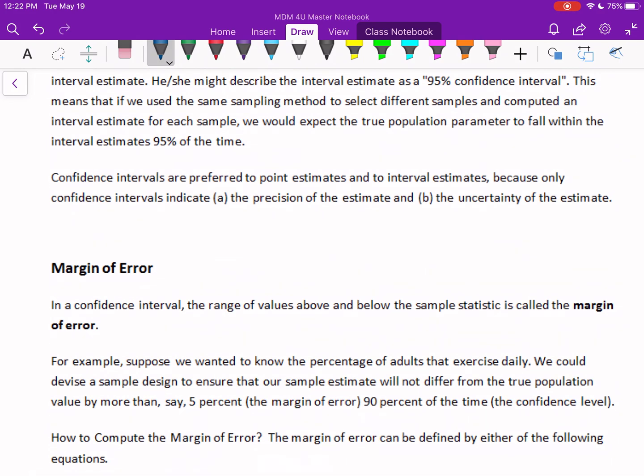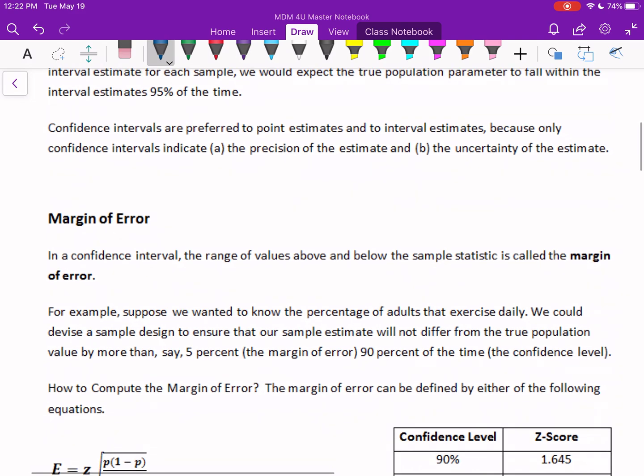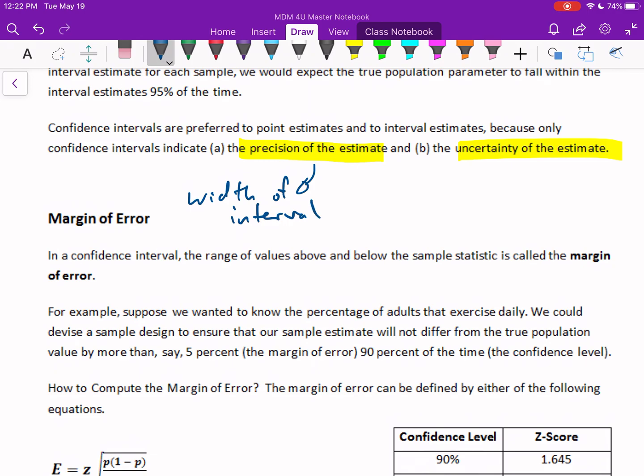Confidence intervals are preferred to point estimates and interval estimates because only confidence intervals indicate the precision of the estimate. That would be the width of the interval. All right, so precision is the width of the interval, and the uncertainty of the estimate, that's the probability, that's the percentage.